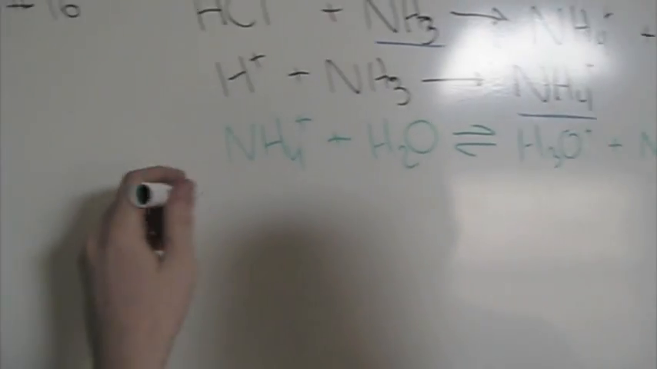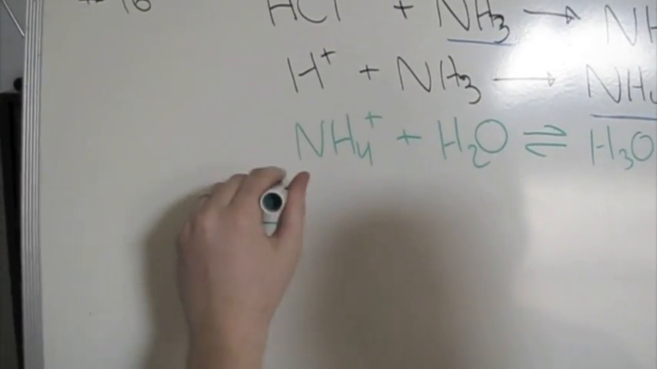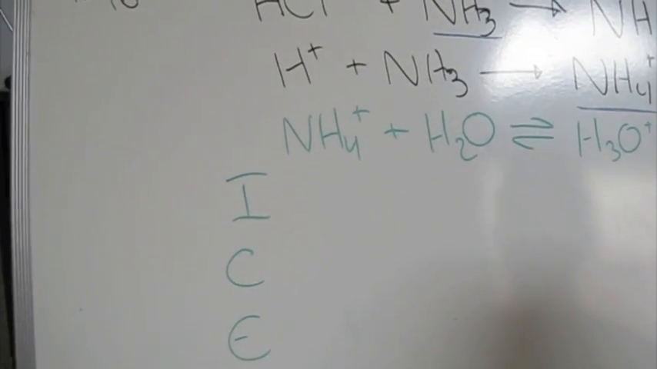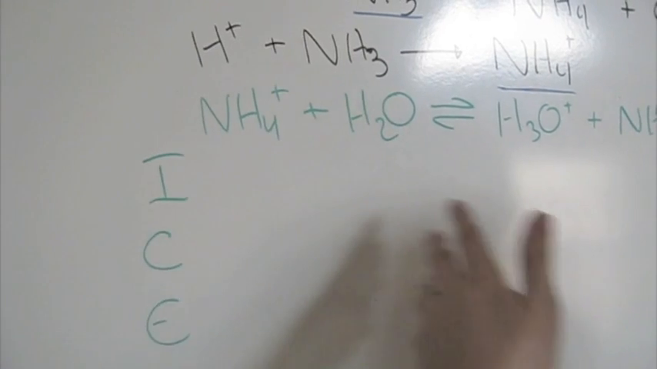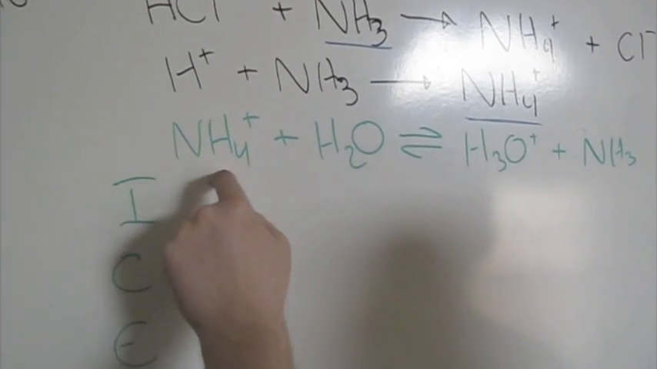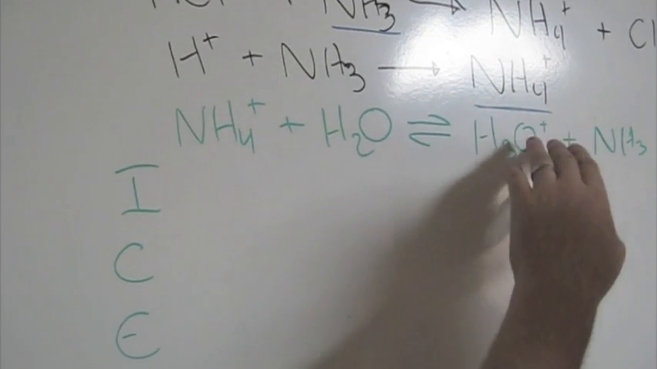We're going to set up an ICE table now. Okay, so here's our ICE table: I, C, E. All right, but before we can know what concentrations to plug in here, we have to know, well, what is the concentration of the ammonium ion after this first step?